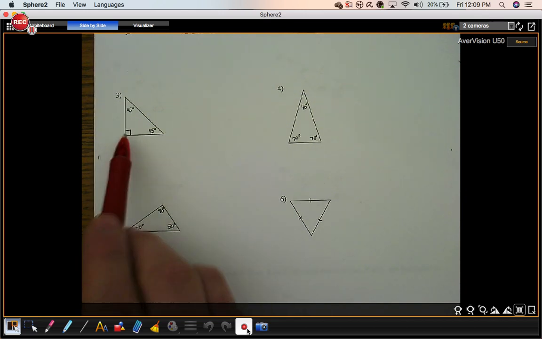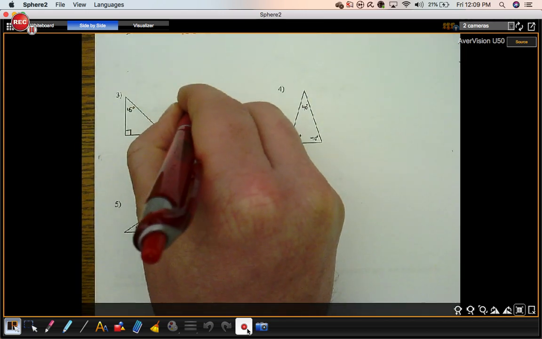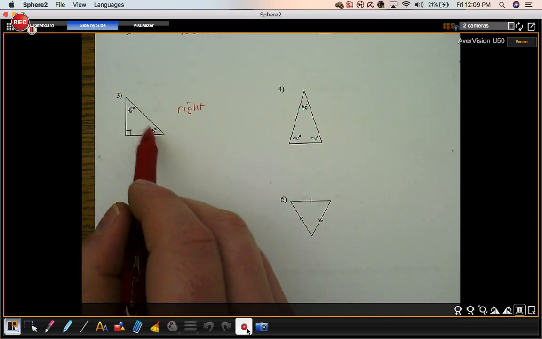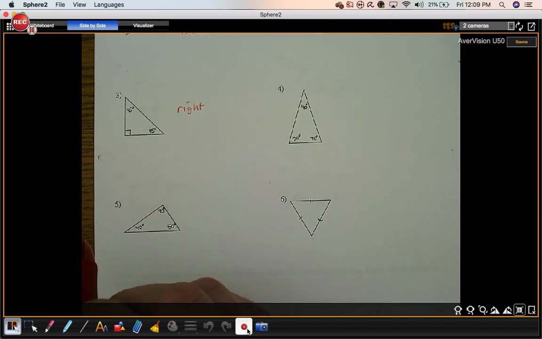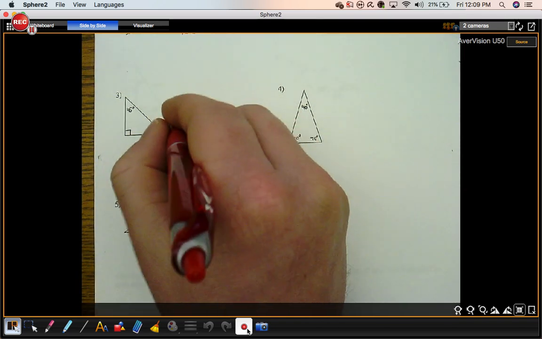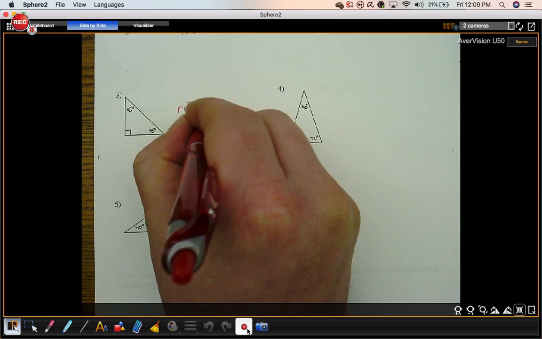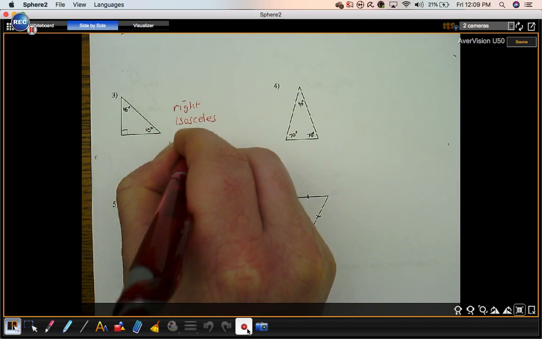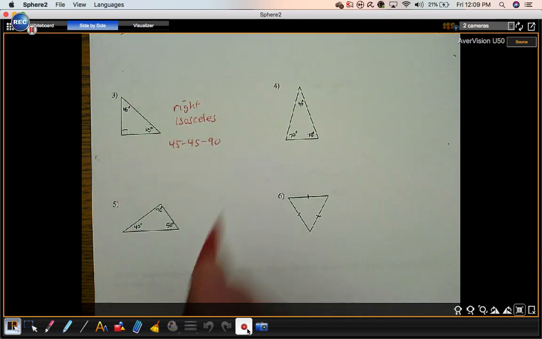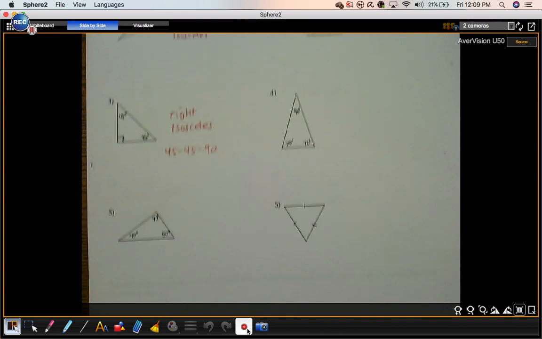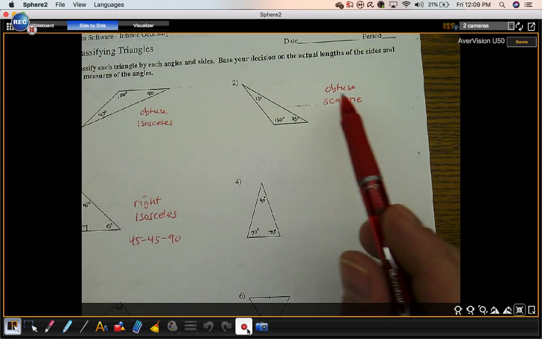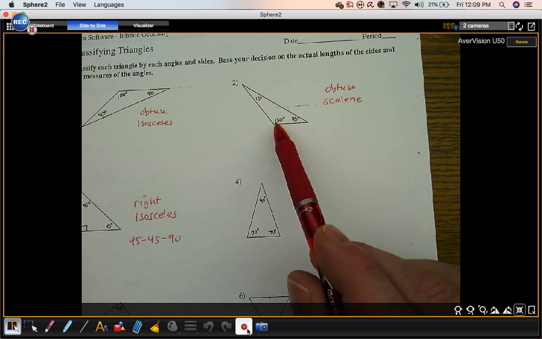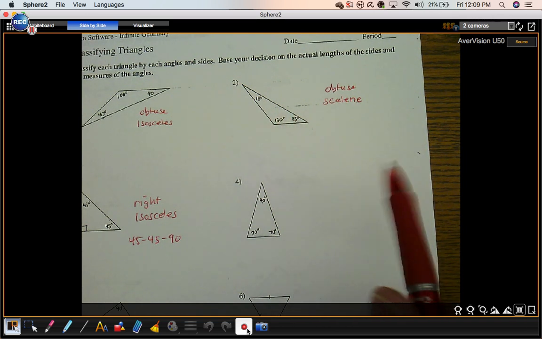Number 3, I see a right angle, so it's a right triangle. Two of these angles are the same, so it's isosceles. This is the only right isosceles triangle in the world, 45, 45, 90. We didn't talk about this one, but obviously there's many obtuse scalene triangles. Make sure that's bigger than 90. Make sure they're all different.